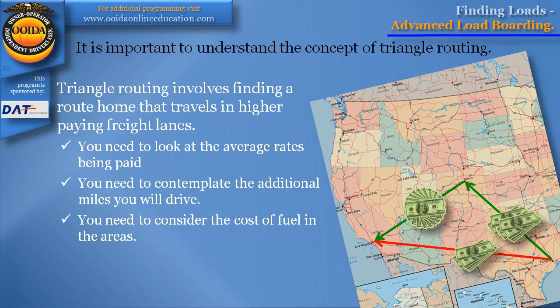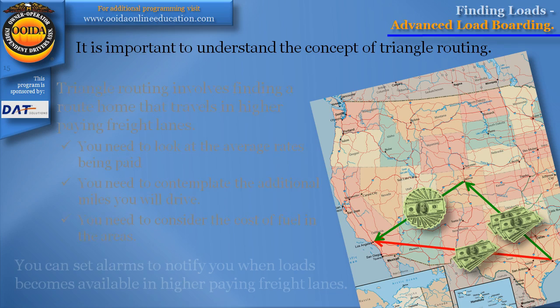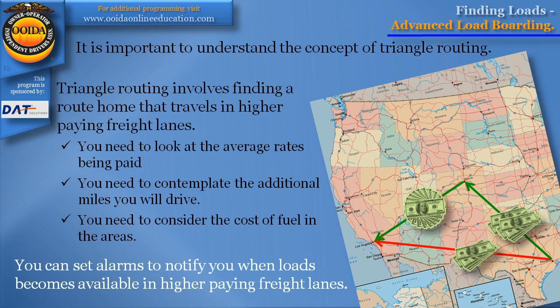Something that can be very beneficial in triangle routing is the alarm matches. You can actually use those to notify you whenever there are matches on the various lanes you want to consider to get home. And if you do your searches properly and determine the higher paying lanes, set various alarms on those lanes. So when you are outbound, you can continue to get alerts on your inbound routes.